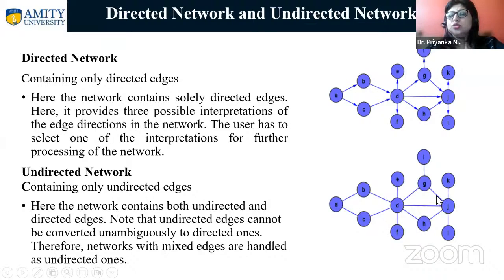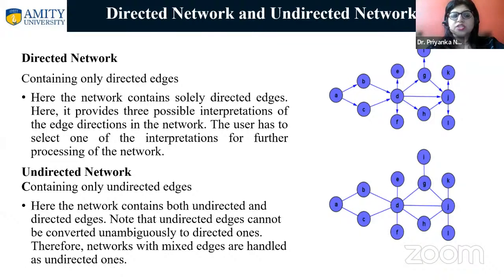And when the network has either all undirected edges, or some directed and some undirected edges, Cytoscape will consider this an undirected network only. Just to make it clear, the directed network contains solely directed edges. It provides 3 possible interpretations of edge direction, and you have to select the interpretation for further processing of the network. An undirected network has both undirected and directed edges.